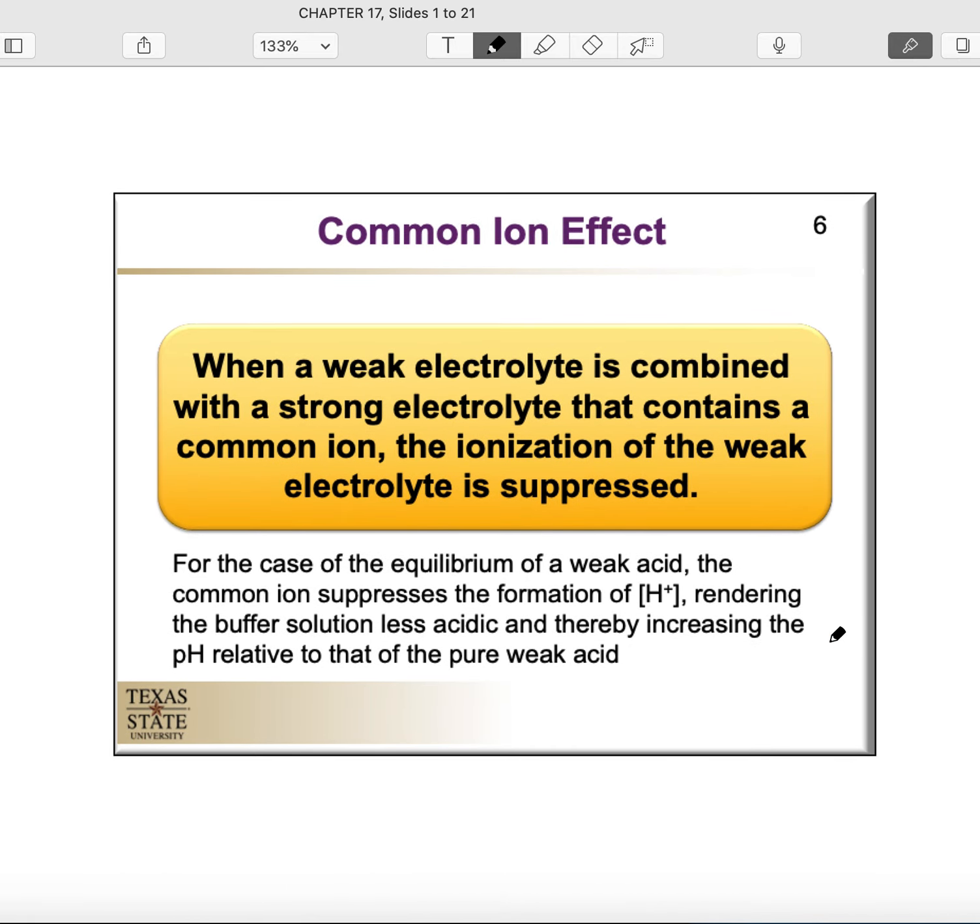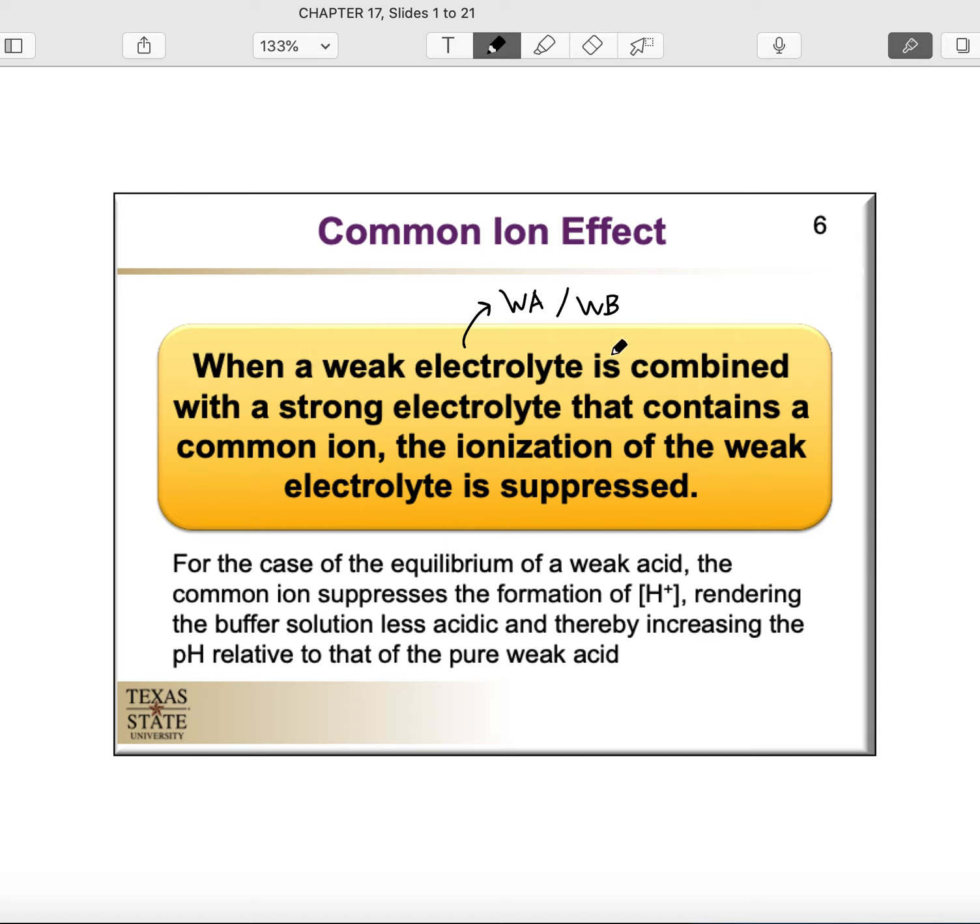All right, so how do we define this common ion effect? Basically, whenever we have a weak electrolyte combined with a strong electrolyte that contains a common ion, the ionization of the weak electrolyte is suppressed. So just to break this down, a weak electrolyte in this case is going to be your weak acid or your weak base, if that's what you have.